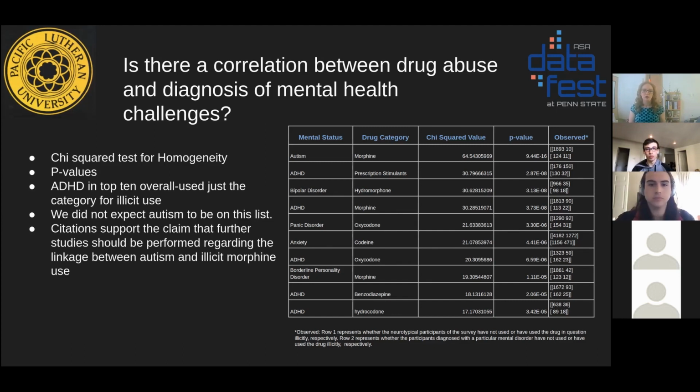We found autism and morphine use to be the most divergent, and this was pretty surprising to us. We were not expecting autism to be the highest, especially with bipolar disorder as well as borderline personality disorder being the most prescribed for drugs overall.